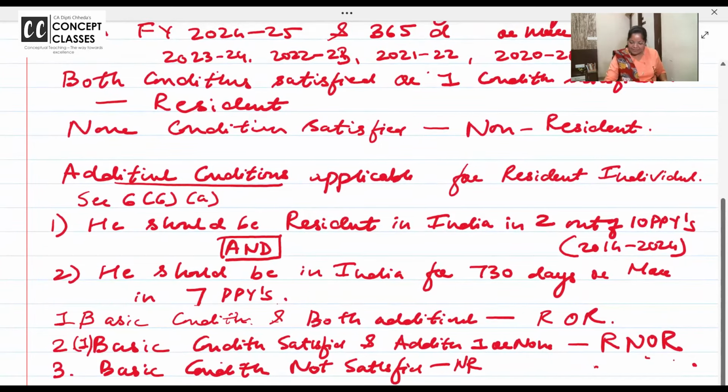मैम ये बेसिक कंडीशन है ना कि प्रीसीडिंग फाइनेंशियल ईयर में काउंट होता है क्या 182 डेज या फिर करंट ईयर? Basic condition both are in the financial year 24-25. I'll repeat. 182 days or more, current year. 60 days or more, current year. So basic condition both में current year is important.